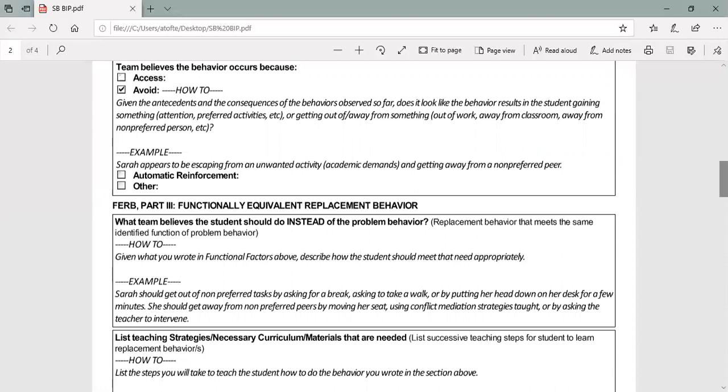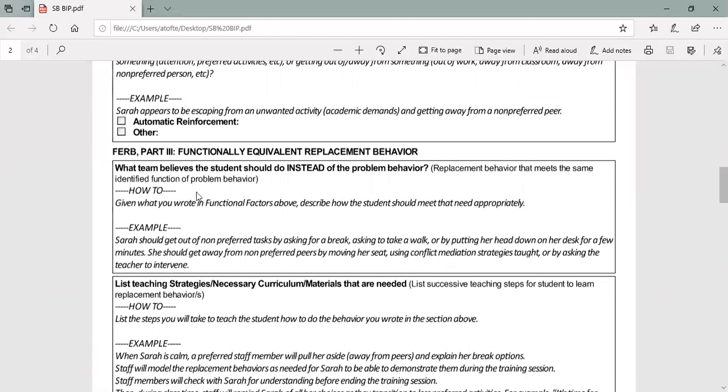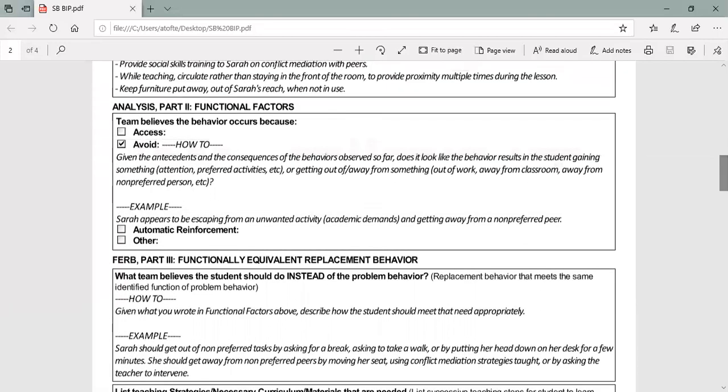I see people run into trouble in this section because they'll say something like, the student is hitting the peer, the function is to get away from the peer, and then their replacement behavior will say something like, well, she should learn to like the peer, or she should learn to just deal with it and suck it up and be by that peer. That doesn't get the kid this. So it might be a replacement behavior, but it's not a functionally equivalent replacement behavior. You need to ensure that the behavior that you list here still equals this conclusion for the student.